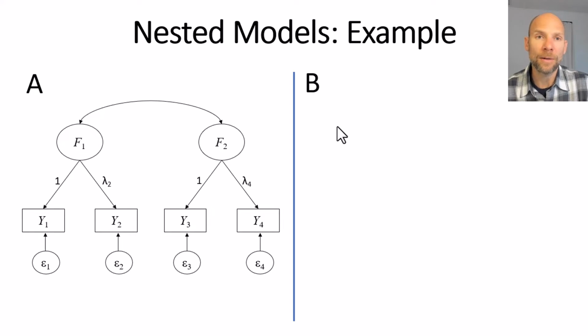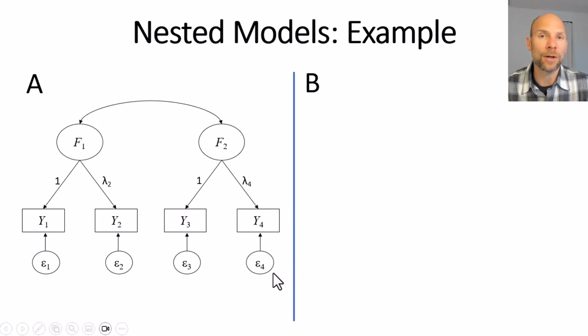And so in this standard factor model here on the left-hand side, we have the first loading of each indicator per factor fixed at 1 for identification, which is standard in factor analysis to provide a metric for the factors. And then the second loading, indicated as lambda 2 for the second indicator of the first factor, and as lambda 4 for the loading of the second indicator on the second factor, those loadings are freely estimated. So the parameters lambda 2 and lambda 4 here are free parameters in this model.